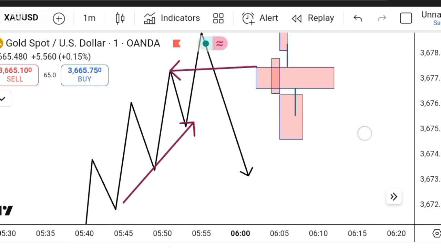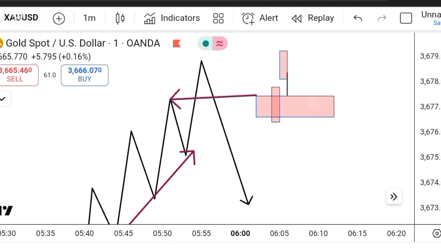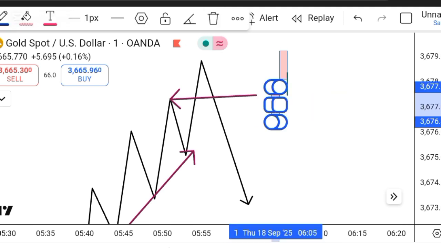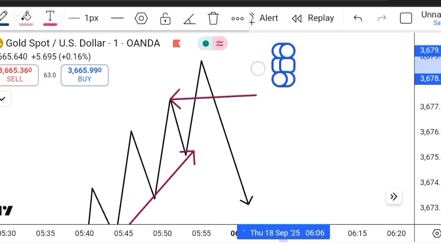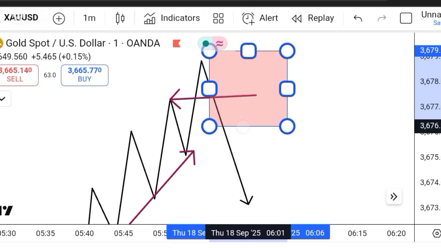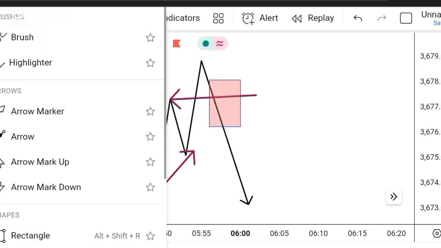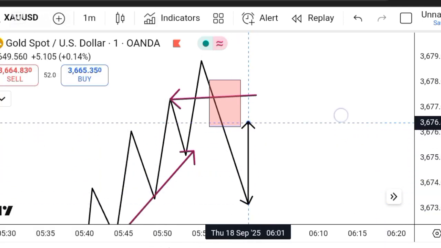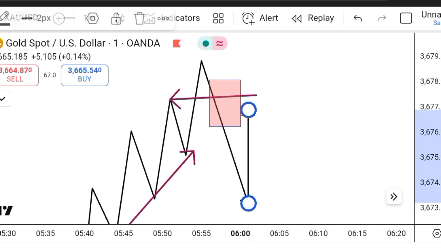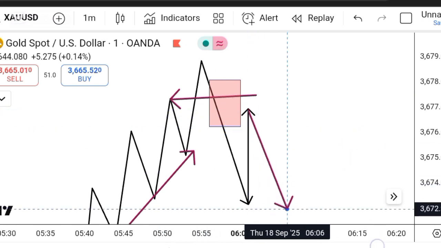So this very setup right here, this very pattern, is a sell scenario. Once you identify your imbalance at this spot, you wait for this market to retest that imbalance. Once the market retests the imbalance, you should move down to your 1 minute and look for an entry, and you sell this market down.